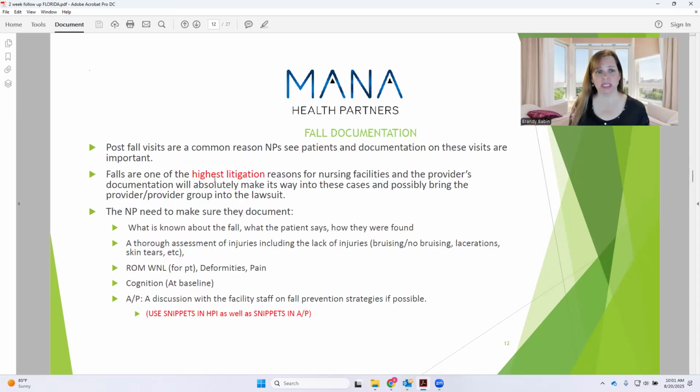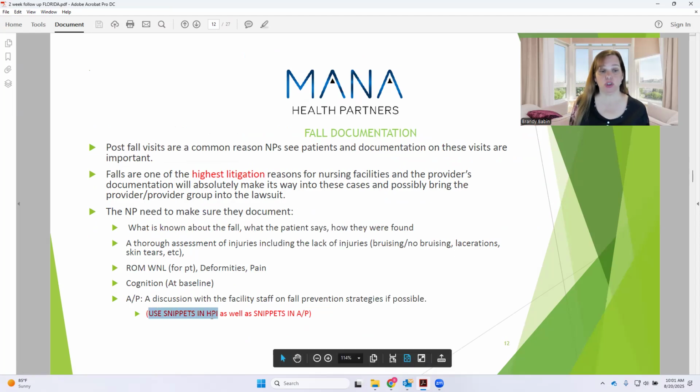Fall documentation. Falls are one of the highest litigation reasons, as well as weight loss and wounds. So we want to know what's gone on with a fall. Now, our fall documentation has increased and improved significantly. Two reasons why. There are snippets under the HPI, and it tells you exactly what to chart. And then there are snippets under the assessment and plan. And so use that one as well.